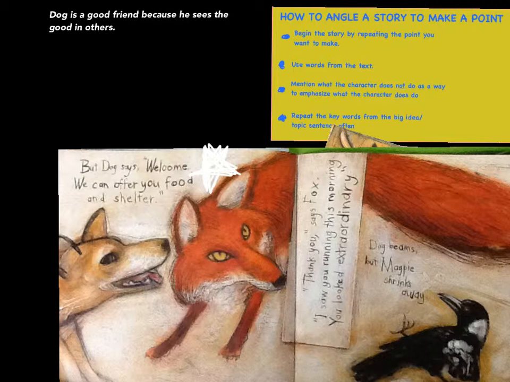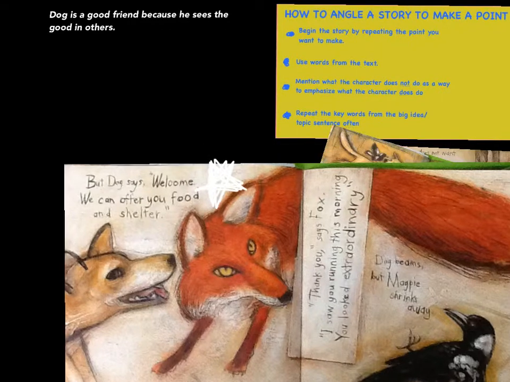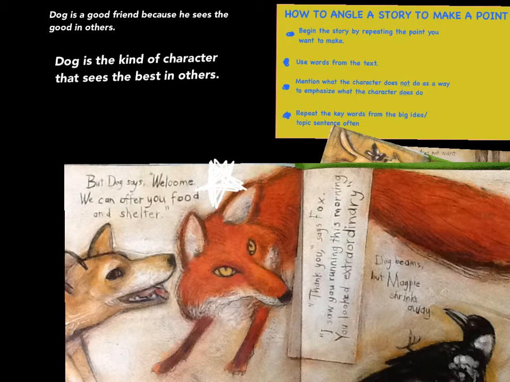I think I could definitely use this to support my idea that Dog is a good friend because he sees the good in others. Now I need to think about how I can angle this story to really make my point. I might start out by saying something like, Dog is the kind of character that sees the best in others.